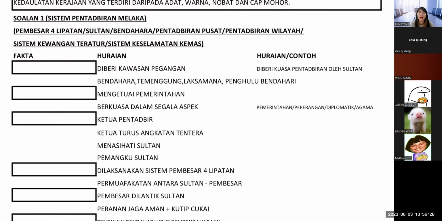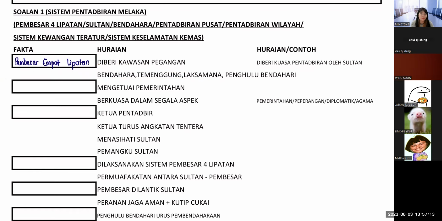So the first one is they will ask you the soalan. What are the sistem pemerintahan pentadbiran di Kesultanan Melayu Melaka? Then you must know is sistem pembesar empat lipatan. You have to write sistem pembesar empat lipatan, or you can call them as the pembesar empat lipatan. Diberi kawasan pegangan. Diberi kuasa pentadbiran oleh Sultan. And Bendahara, Temenggung, Laksamana, Penghulu Bendahari. Okay, so this is our pembesar empat lipatan.